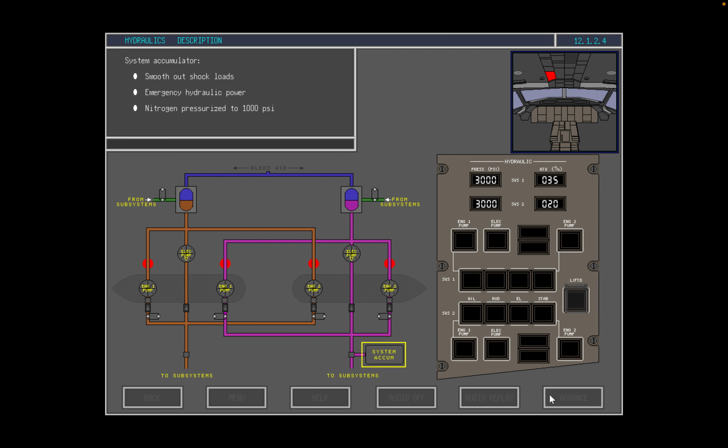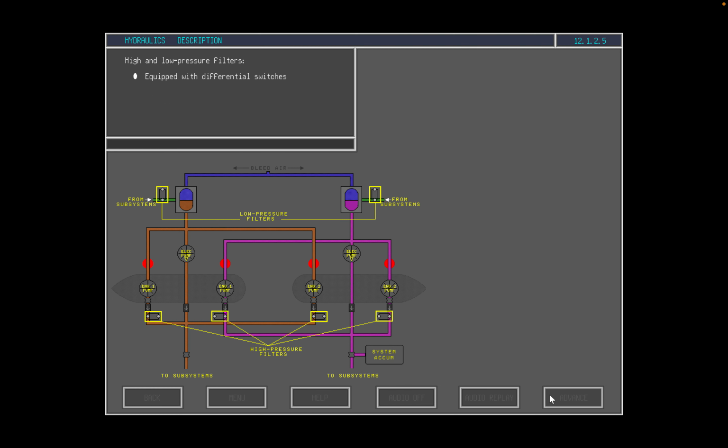The System 2 accumulator is charged with nitrogen to 1000 psi. In addition to the engine-driven pumps, each system has an electrically driven pump used mainly by maintenance for system tests. The electric pumps are switched on and off from the hydraulic panel. The capacity of the electric pumps is insufficient to meet the demands of either hydraulic system. The pumps can, however, be used to pressurize the braking system prior to engine start.